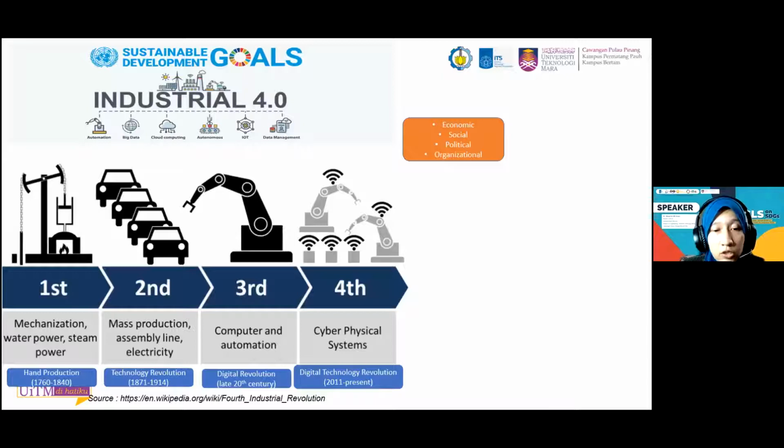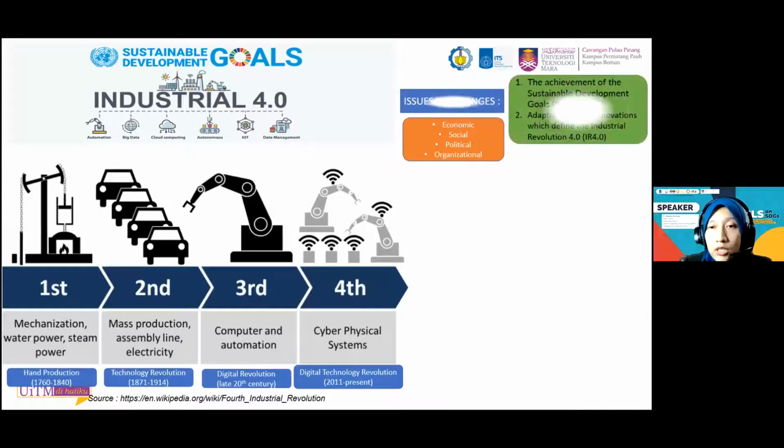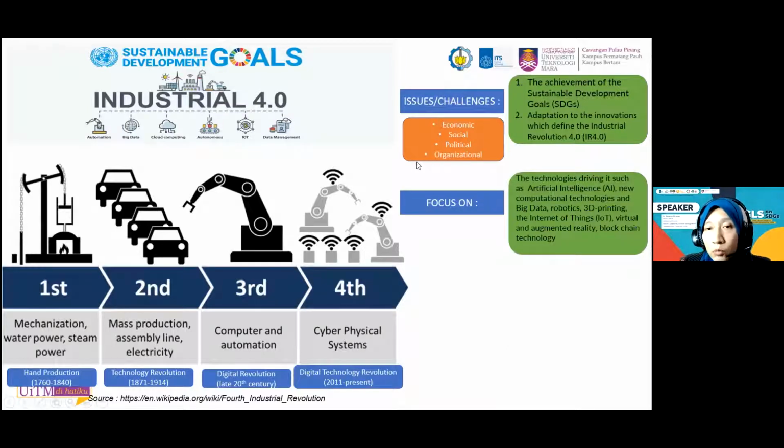IR 2.0. And then to the current situation, we have the fourth, IR 4.0, which is on the cyber physical system. So this is the present condition, and the main issues about the IR 4.0 are on the economical, social, political, and also the organizations. Other than that, when we try to relate SDG 4 with the IR 4.0, is the achievement of the sustainable development goals. Can we achieve the objective of the SDG 9? And then the adaptation to innovation, which defined the Industrial Revolution 4.0.